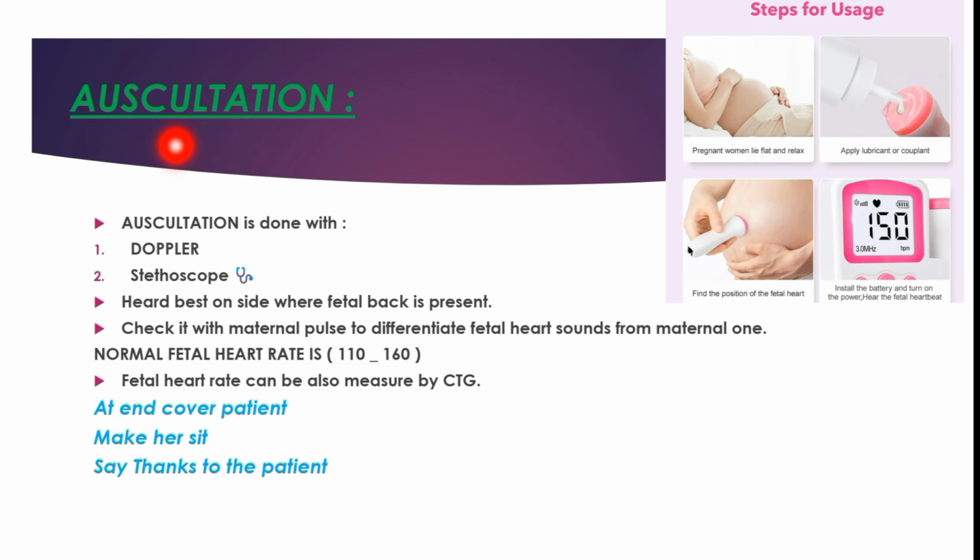Now, the last step in the obstetrical examination is the auscultation of the fetal heart sounds. The auscultation is done with the help of Doppler, and it can also be done with the help of a stethoscope. And the fetal heart sounds are heard best on that side of the abdomen where the fetal back is present. And always check the fetal heart sound along with the maternal pulse to differentiate the fetal heart sound from the maternal one. Normally, the fetal heart rate ranges from 110 to 160 beats per minute.